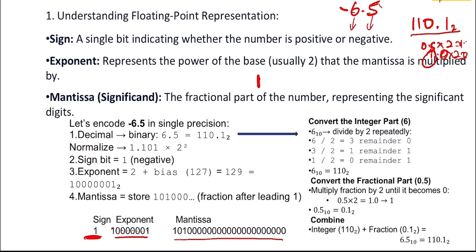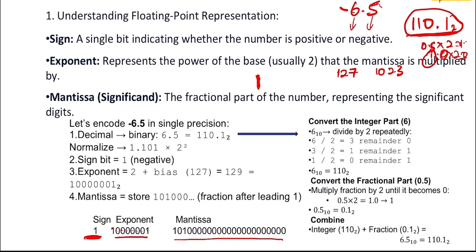Right? So to write this, we know that our sign is negative, and now we need to determine what our exponent is. We have what we call the bias. Because it's a single precision, the bias is 127. If it was double precision, the bias would be 1023. When you convert the negative 6.5 to binary, we drop the negative, so it was 110.1 base 2.